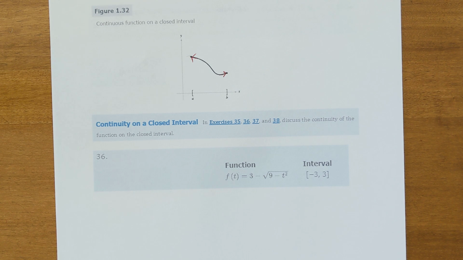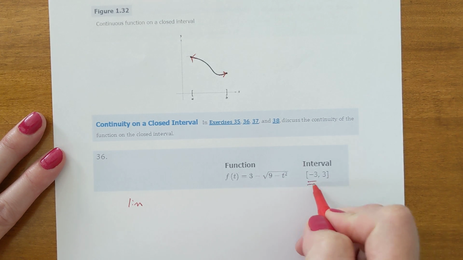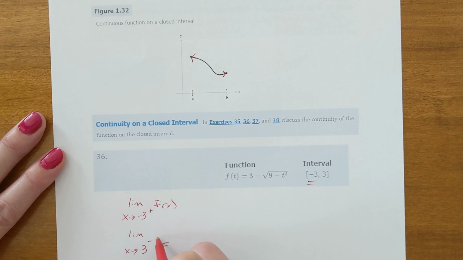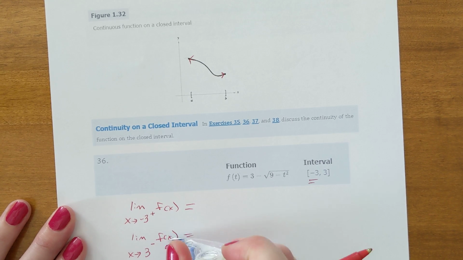All right, so in 36, they want us to discuss the continuity of the function on that closed interval. So what we should do is look at the limit as x approaches -3 from the right, and then we want to look at the limit as x approaches 3 from the left of f(x). It'd probably be best if we looked at the picture of it on the calculator. That would be the quickest way to do it.